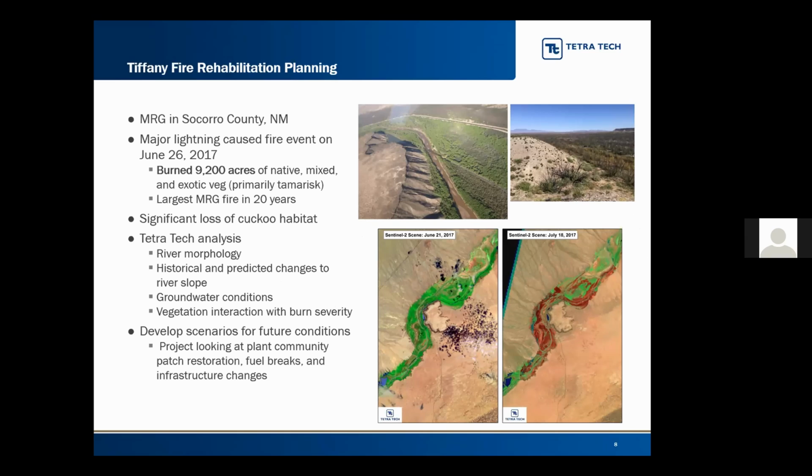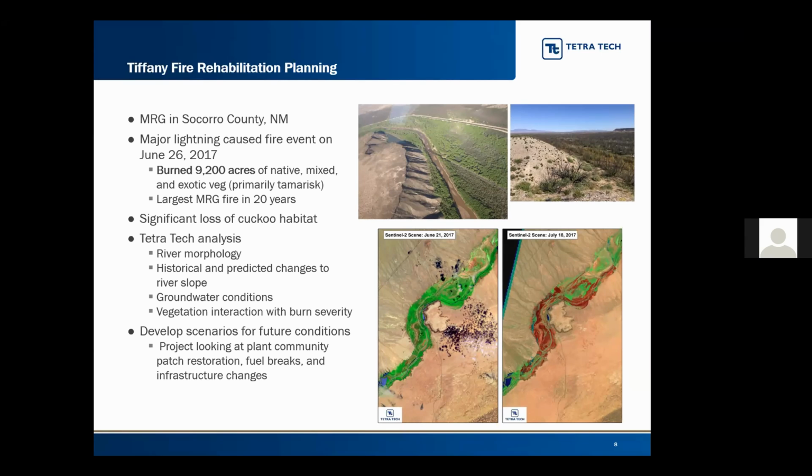So yeah, the next use case here is down in Socorro County again. This is the work we did for the Sierra Soil and Water Conservation District. So the Tiffany fire, for folks who don't know about it, was a really big fire event. It was a lightning-caused fire that burned over 9,000 acres, burned a lot of tamarisk. This was a tamarisk-infested site. There was a significant loss of cuckoo habitat.